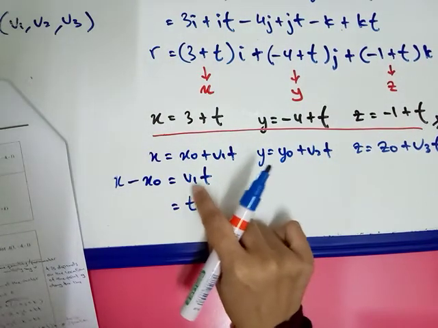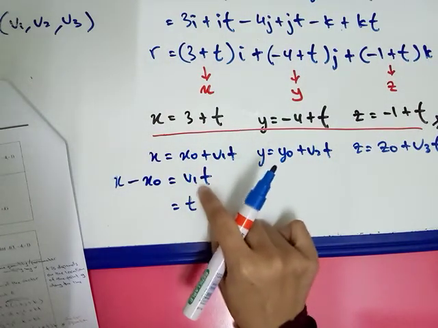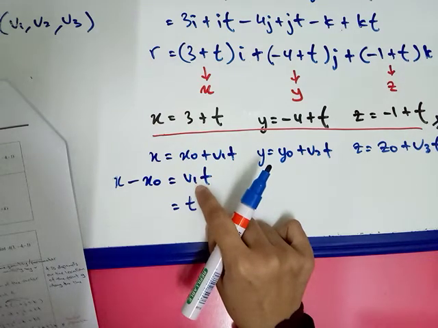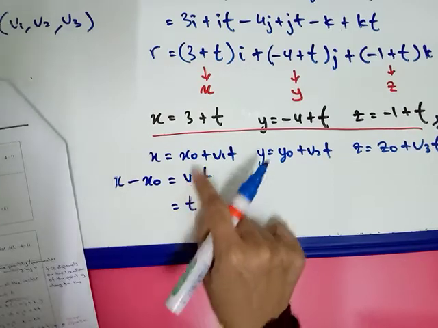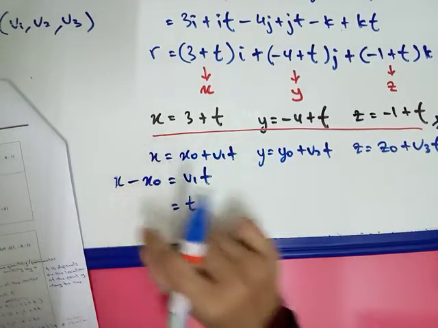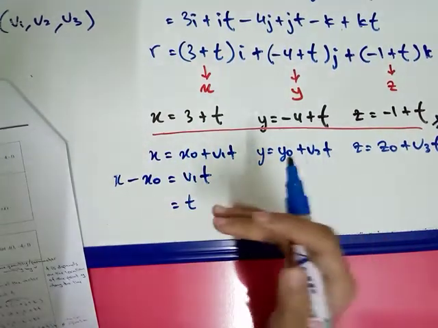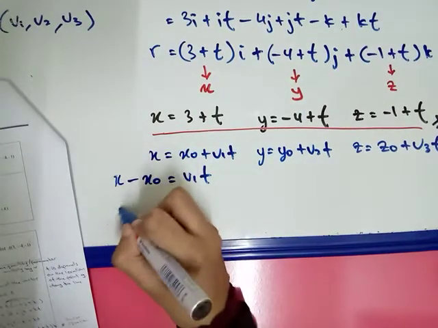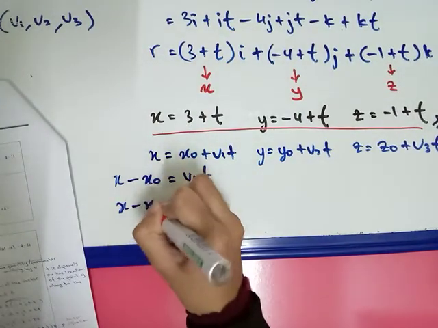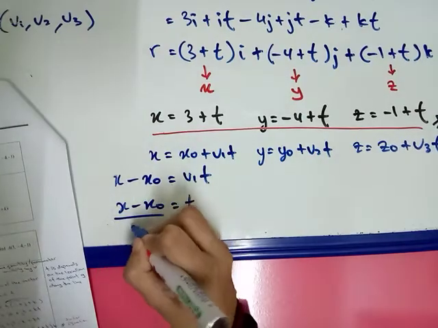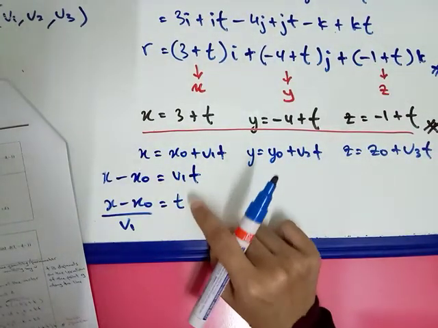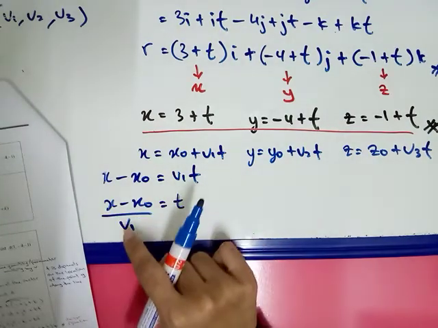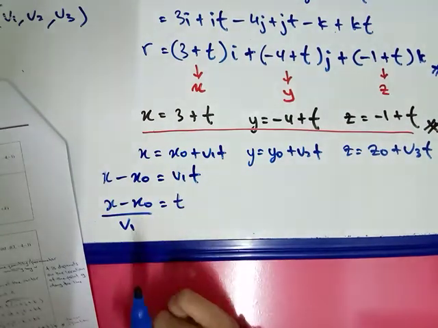v1 times t ni dia dalam konsep multiplication, dia dalam konsep darab. Kalau v1 ni kita bawa sebelah, dia akan jadi division, dia akan jadi bahagi. Okay, so it will be x minus x naught divided by v1. Kita nak jadikan t sebagai subjek. So t is equal x minus x naught divided by v1.